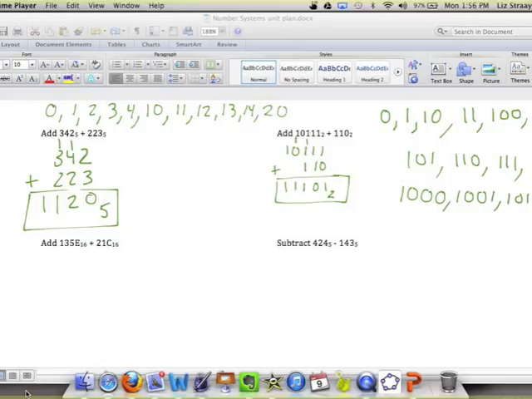The next one, to add in base 16, you might want to create a list of what our numbers are in 16. Through 9 is just fine, but once we hit 10, we call 10 A, 11 is B, 12 is C, 13 is D, 14 is E, 15 is F. That's as high as we can go on base 16.